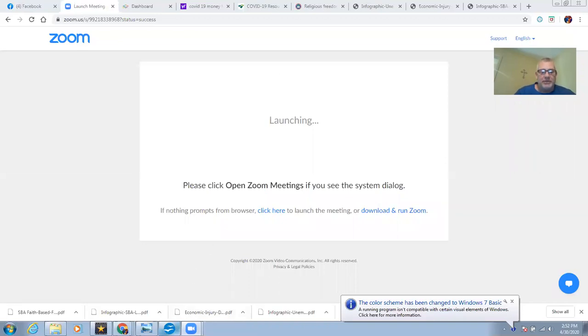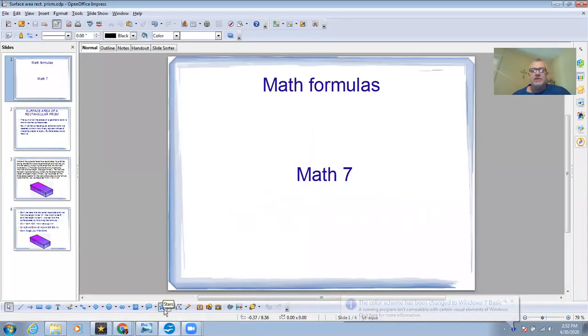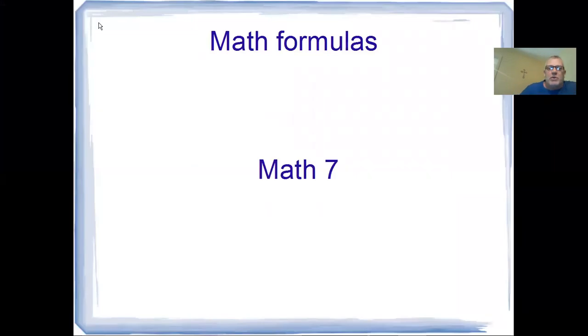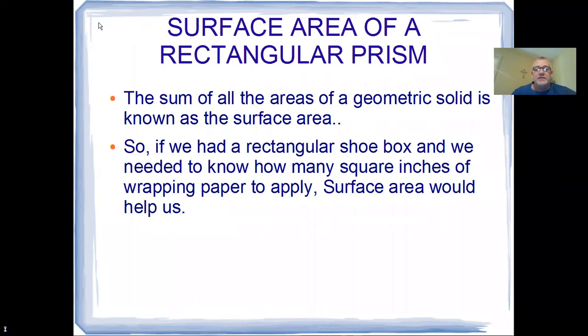So let me pull up my slide presentation. You can see there we have math formulas and we have math 7. So we'll go ahead and show you this and we'll talk as we go through it. And I'll take my time, and of course you can rewatch this as many times as you want. But today we're going to talk about the surface area of a rectangular prism.